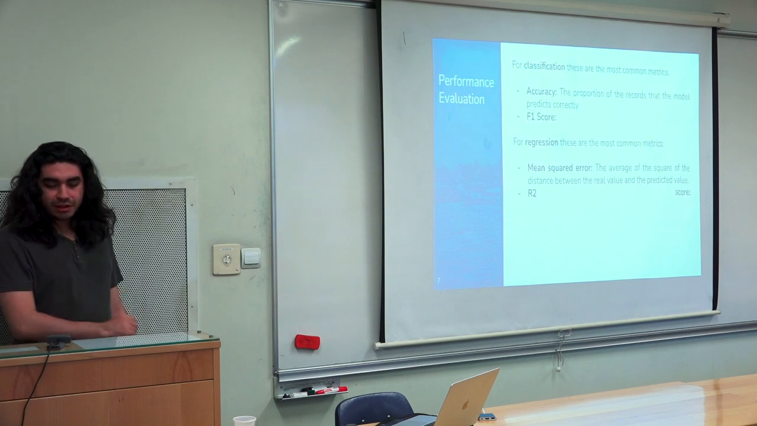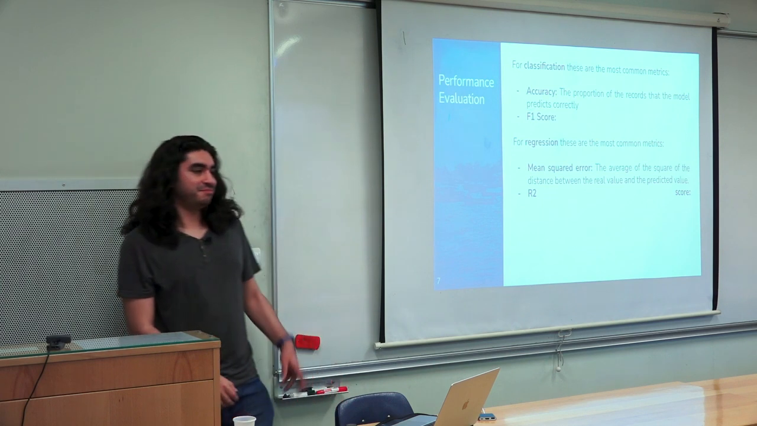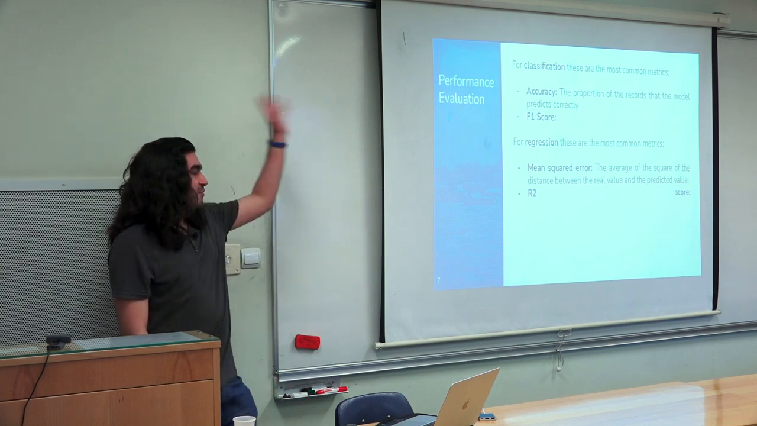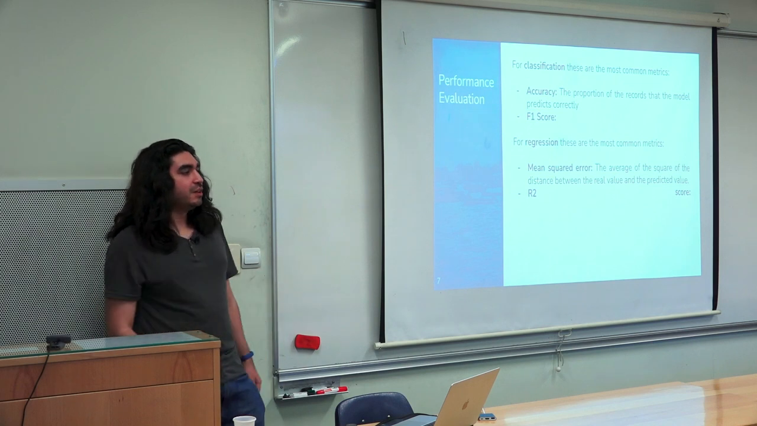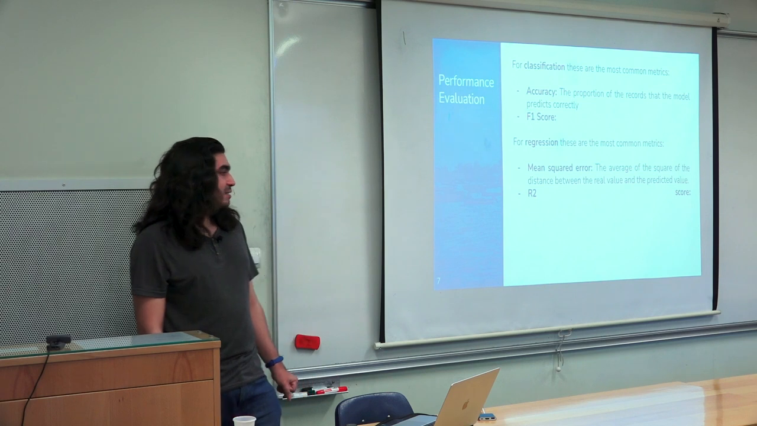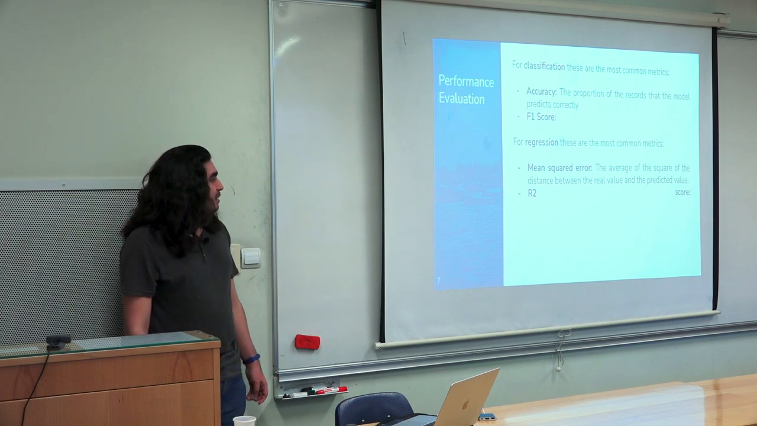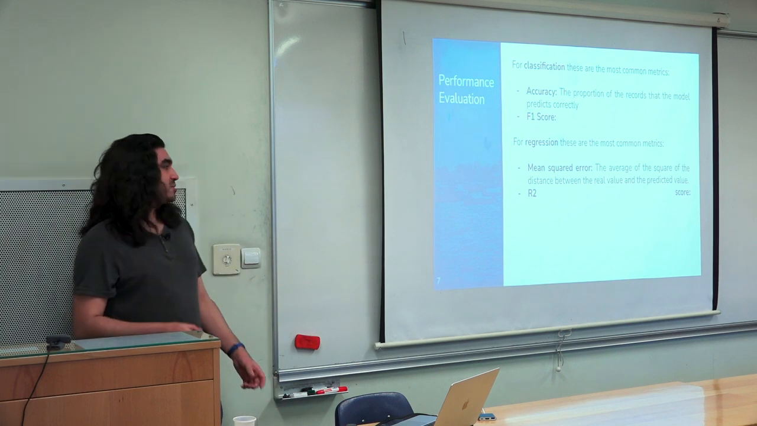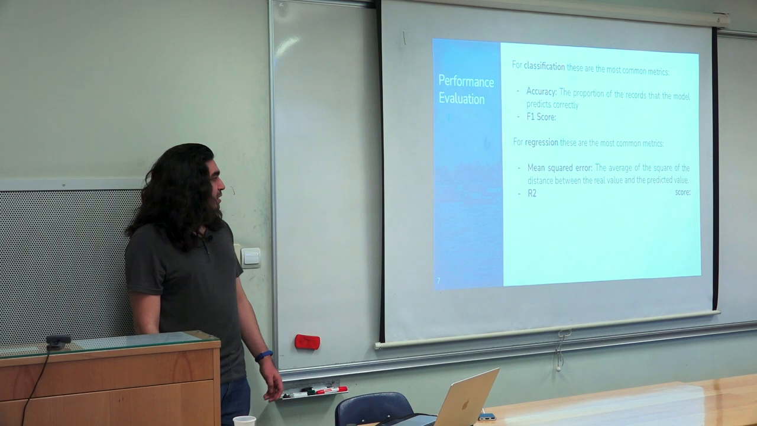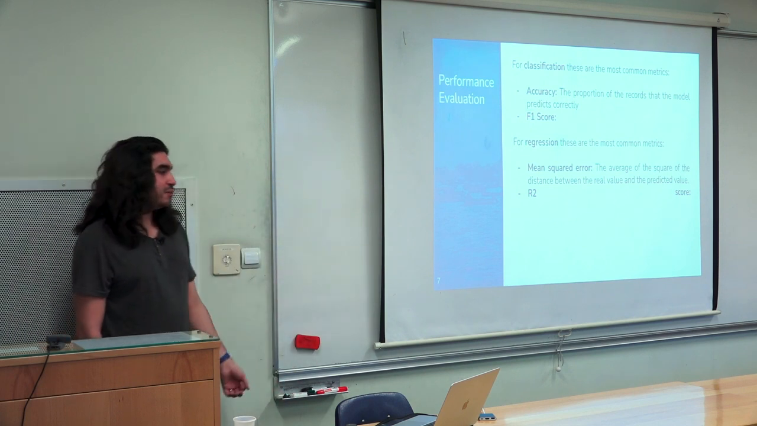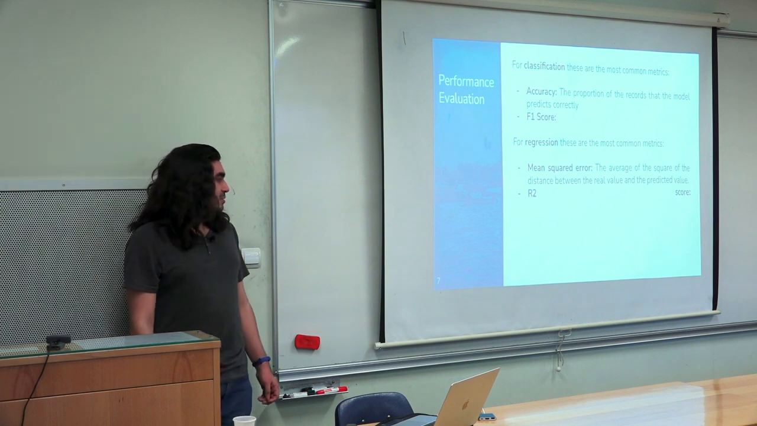And we can compute several metrics, indicators about that. This slide I think is incomplete, but it's no problem. For example, for classification, only to name a few, we have the accuracy, which is the proportion of the records in the test set that were correctly predicted. We have the F1 score, which is a harmonic mean between the precision and the recall, so it's a better indicator when we have unbalanced data sets. And for regression, we have, for example, mean squared error, which is the average distance between the real values and the predicted values.